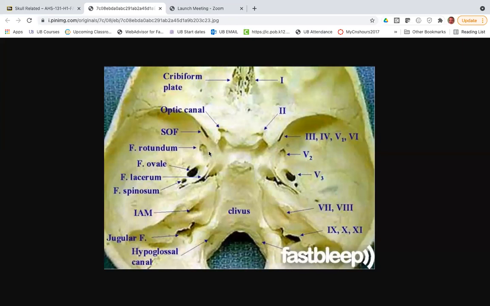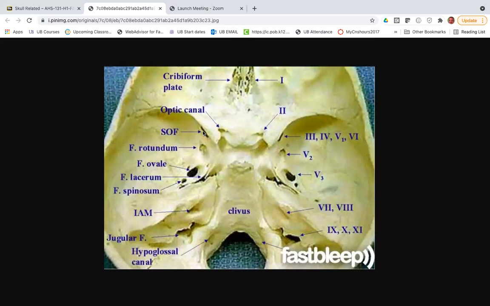Then we have Ross. Remember Ross, R-O-S: foramen rotundum, foramen ovale, foramen spinosum. Through those foramen, we're going to have some cranial nerves. Oh, I did miss one here. I know I did Ross. Right here is the superior orbital fissure. SOF is superior orbital fissure.